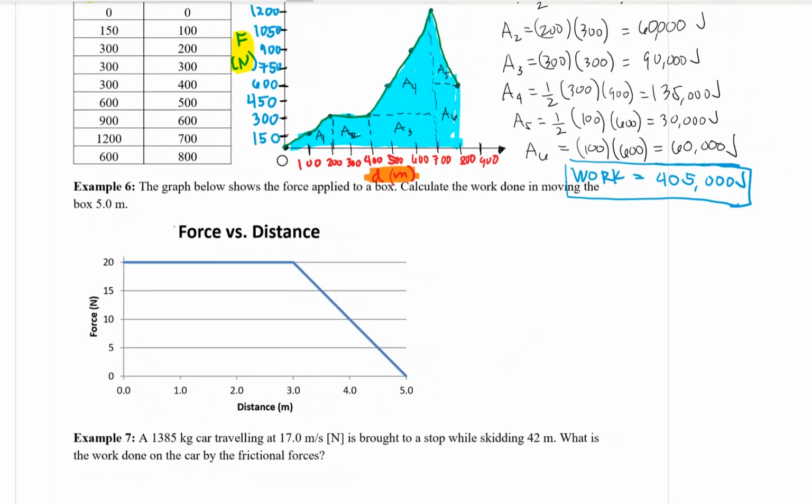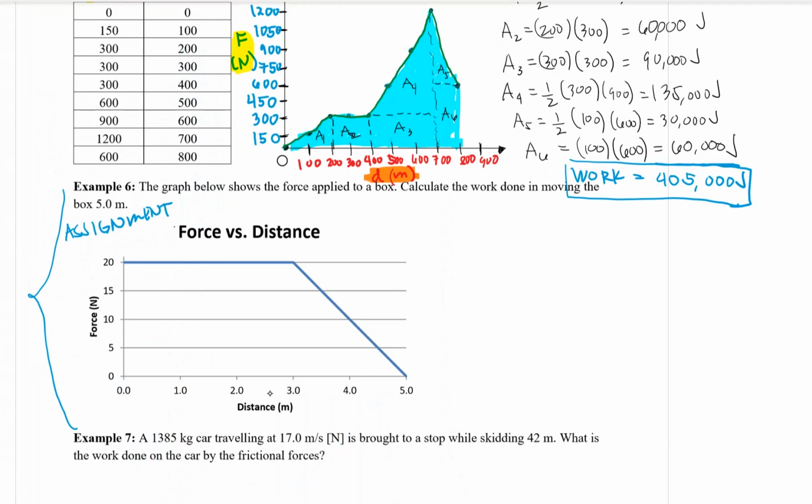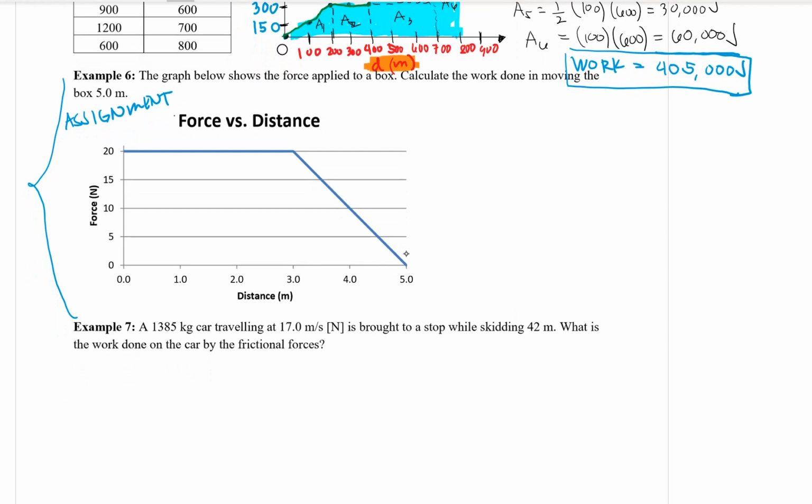So I will assign you example number 6 and number 7 as your assignment. So again, same thing, you try to answer this one here, if you're able to write it here, or you can also write your answer on a separate sheet of paper. And please do show your work, show your solution.